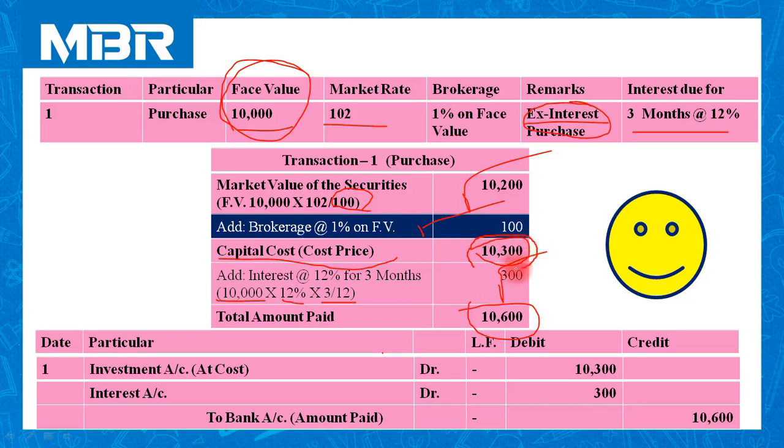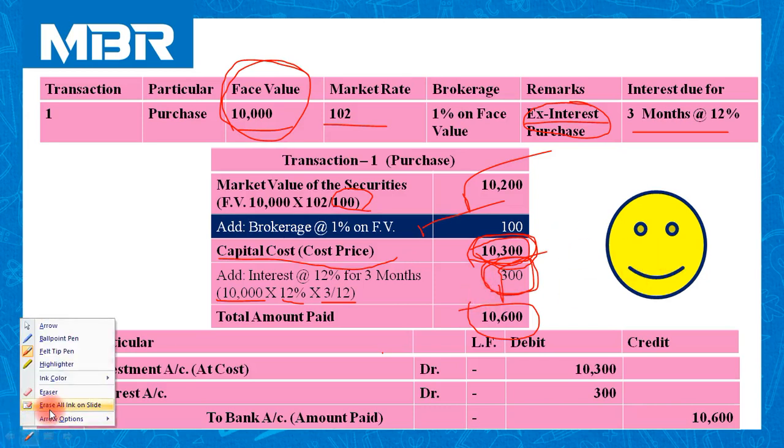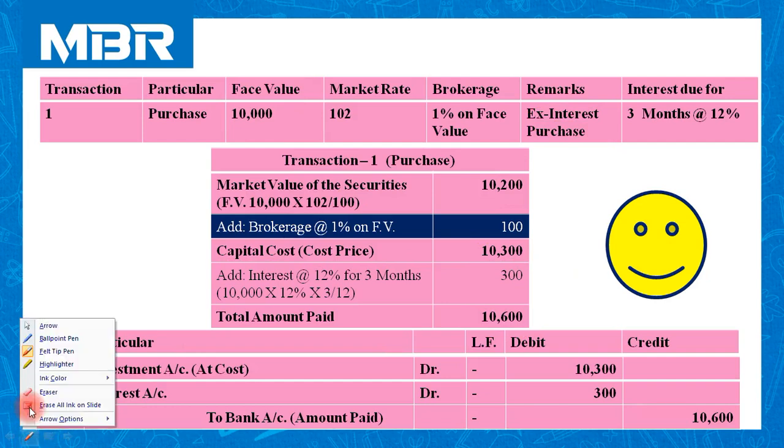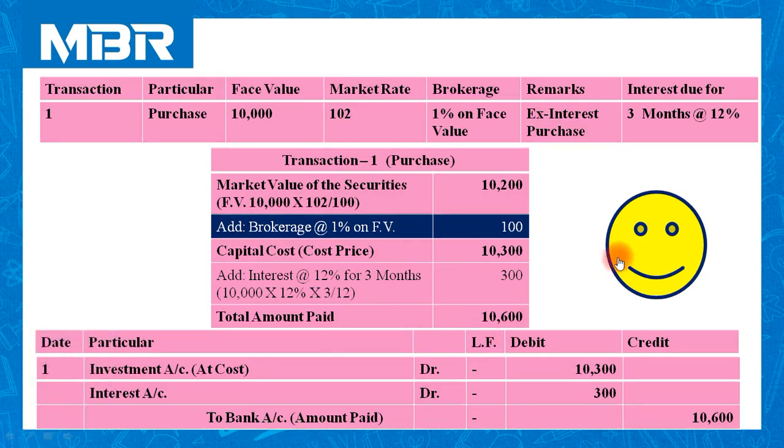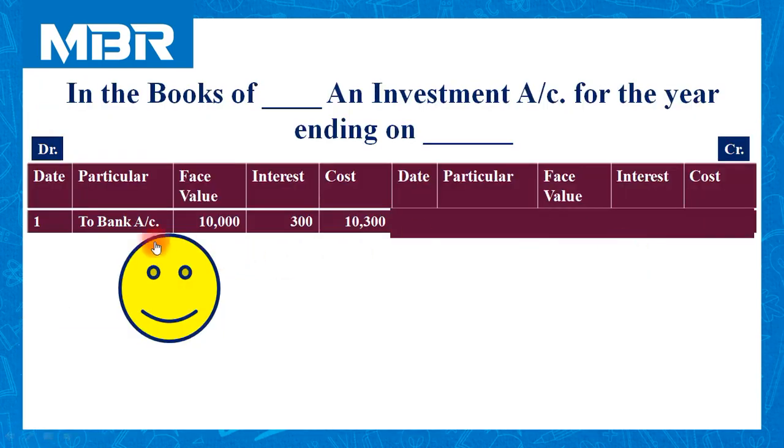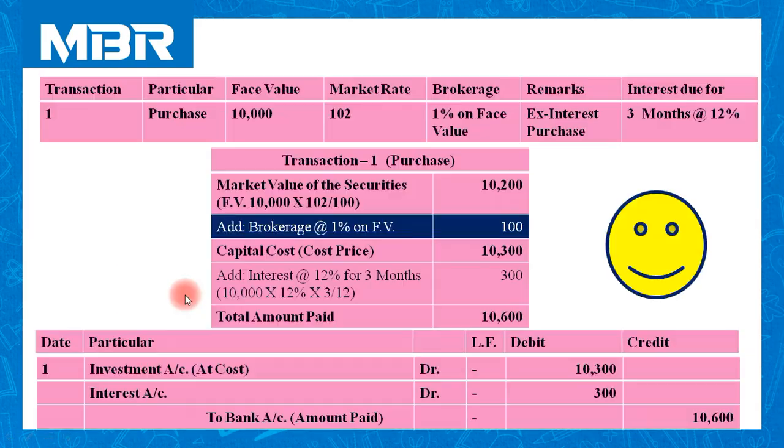Capital cost is 10,300 and amount of interest included in this transaction is 300. So in this way you can pass your journal entry and you can post into ledger. I hope all of you are clear for this journal and ledger.